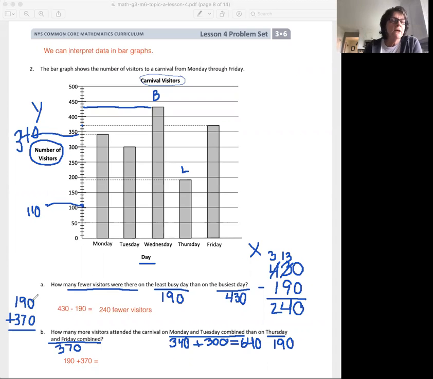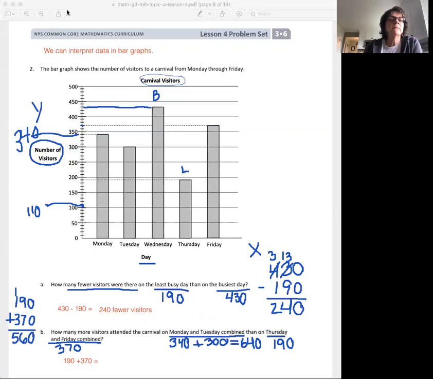Okay, very good. So add the ones place, 0 plus 0 is 0. That's easy. 9 plus 7 is 16. That's 16 tens. So that is 6 tens and 100. And then we add our hundreds. 100 plus 100 is 200 plus 300 is 500.